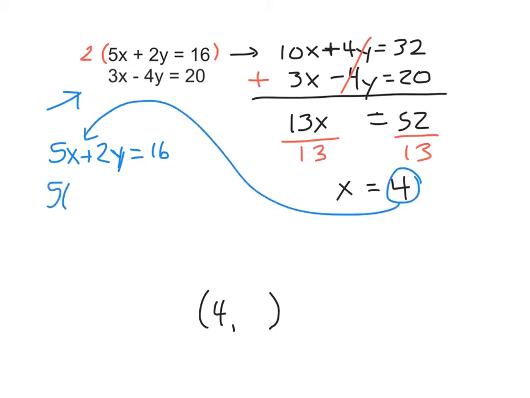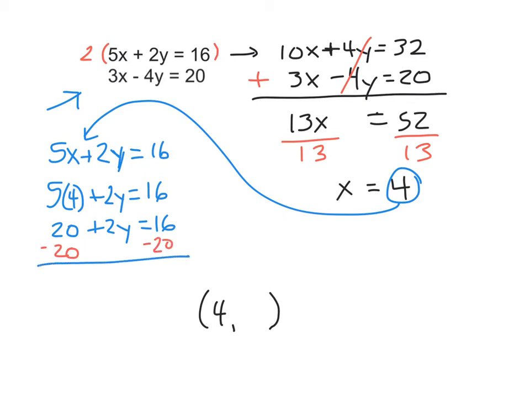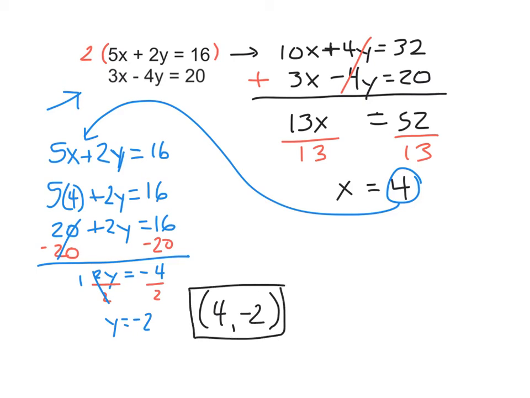So I get 5 times 4 plus 2y equals 16. 5 times 4 is 20. 20 plus 2y equals 16. We are solving with our normal solving steps. We're going to now subtract 20 from both sides. And we have 2y equals negative 4. And we're going to divide both sides by 2. 2 divided by 2 is 1, so we have 1y equals negative 2. So our final solution for this system of equations is 4, negative 2.